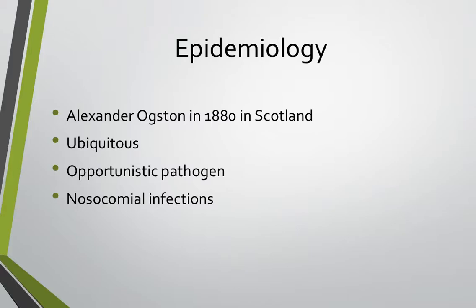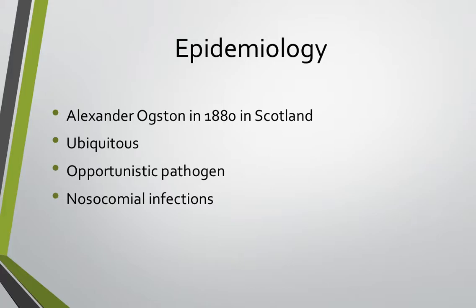Epidemiology. Staphylococcus was first isolated from pus from an infected knee joint by surgeon Alexander Ogston in 1880 in Scotland, and it was given the name Staphylococcus aureus by Friedrich Julius. It is commonly found in soil, water, and air and can be found in the human nose, throat, hair, skin, and as a normal flora of the lower reproductive tract in females. Normally it is harmless but can cause infections as it is an opportunistic pathogen.